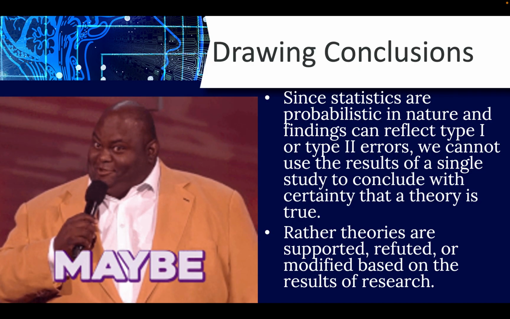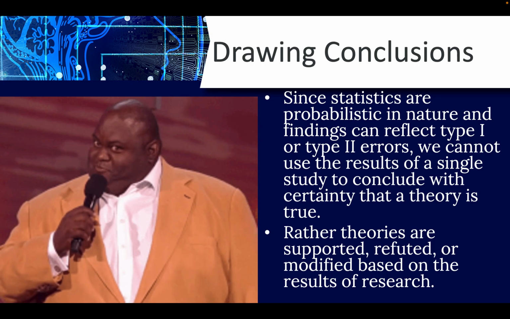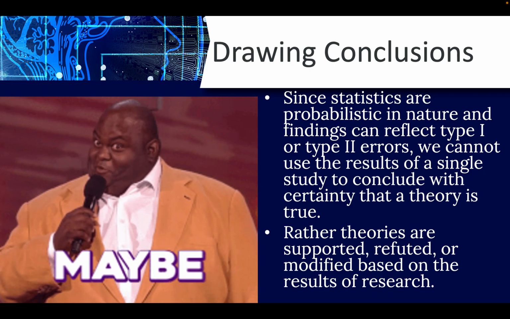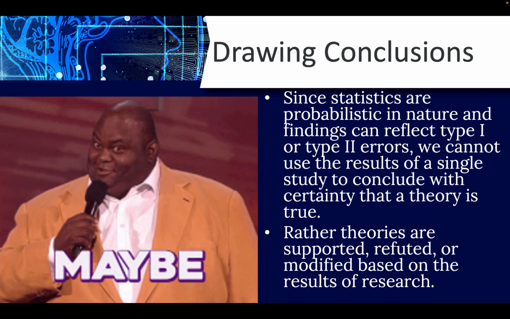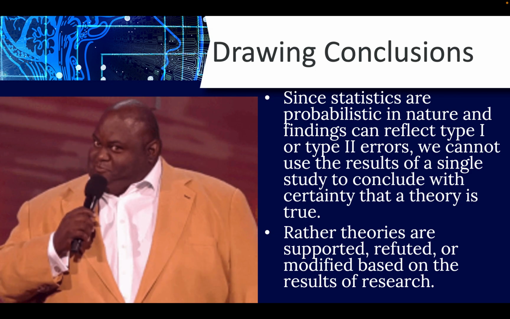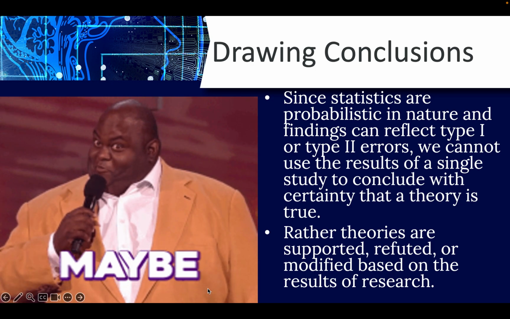Since statistics are probabilistic in nature and findings can reflect type 1 or type 2 errors, we cannot use the results of a single study to conclude with certainty that a theory is true. Rather, theories are supported, refuted, or modified based on the results of the research. They are big maybes.